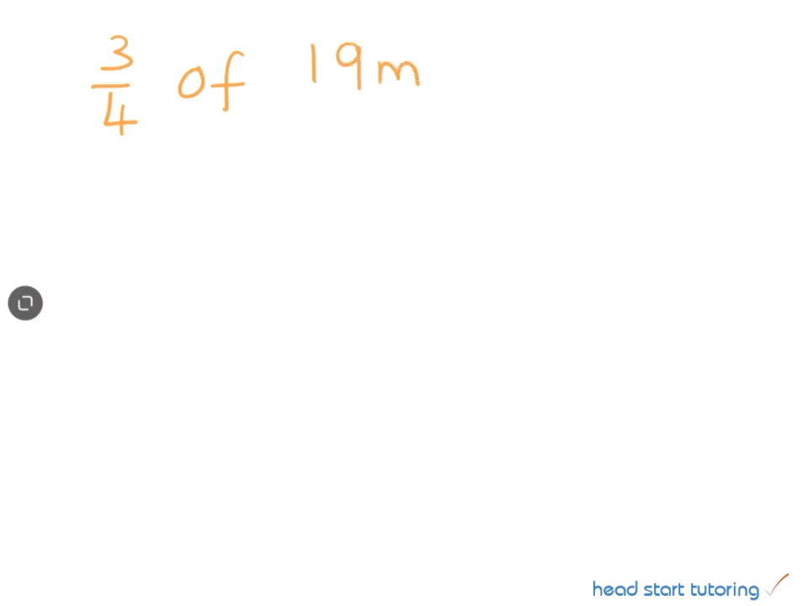If we are to work out 3/4 of 19 meters, what we can say is 3 over 4 multiplied by 19 over 1. And because we cannot cross cancel with our 4 and our 19 or our 3 and our 1, we multiply our 3 and 19 together. So 3 multiplied by 19.